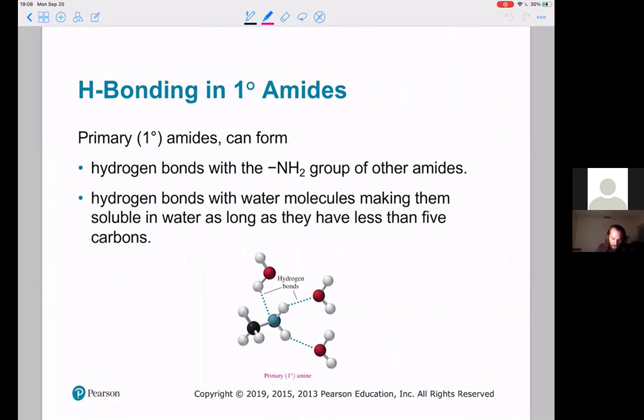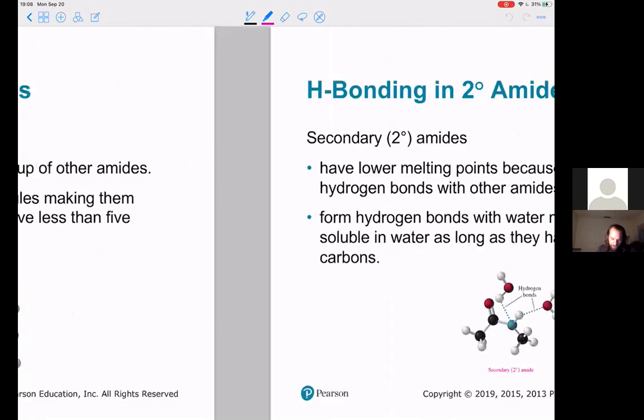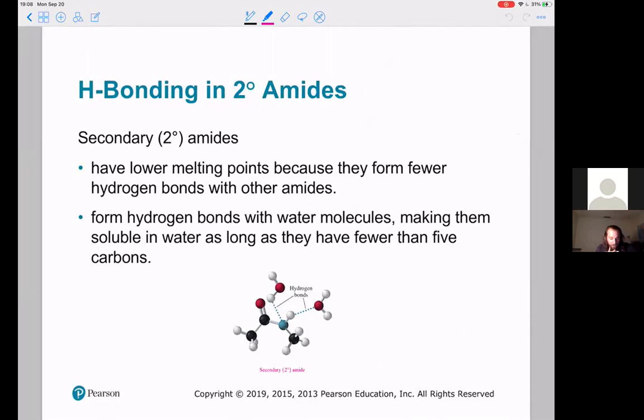When it comes to solubility in water, we have similar considerations. The NH2 group from a primary amide can form really nice, strong hydrogen bonds with water. So if you have fewer than 5 carbons, we're always in the same sort of range, 5 or 6 carbons. For amides, it's a 5 carbon cutoff. We say anything less than that is going to be soluble in water. Secondary amides can form fewer hydrogen bonds because they just have that 1 hydrogen. They can still form hydrogen bonds with water though, so we've got that similar cutoff of 5 carbons or fewer being soluble in water.